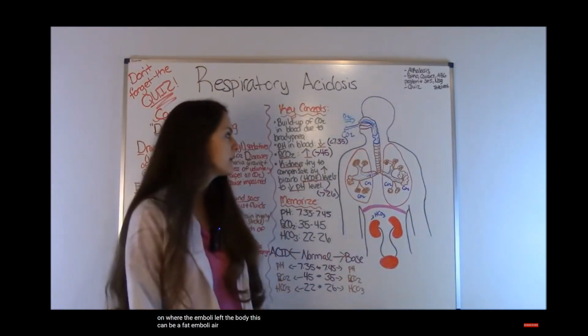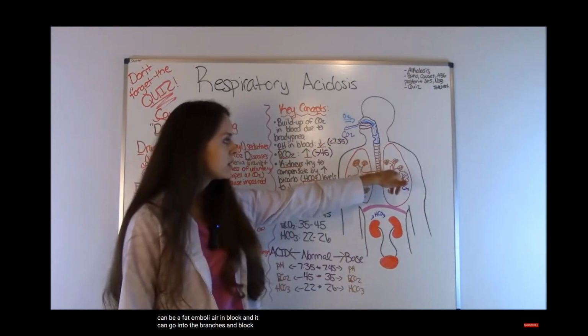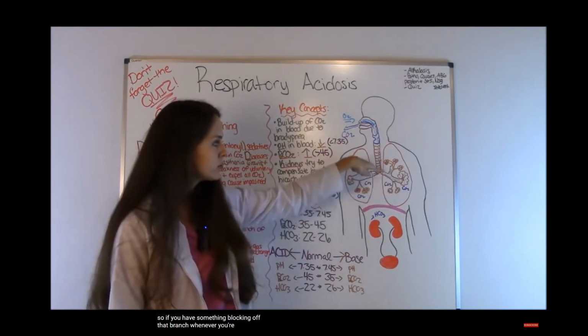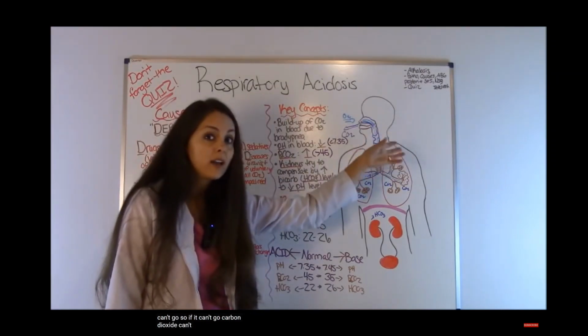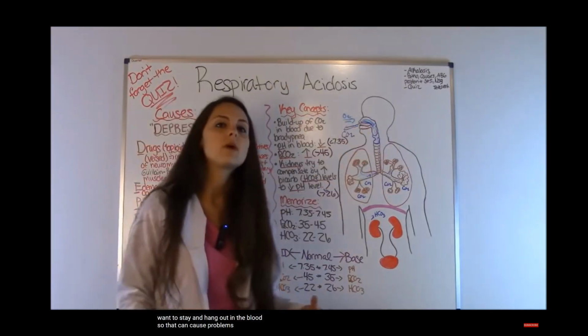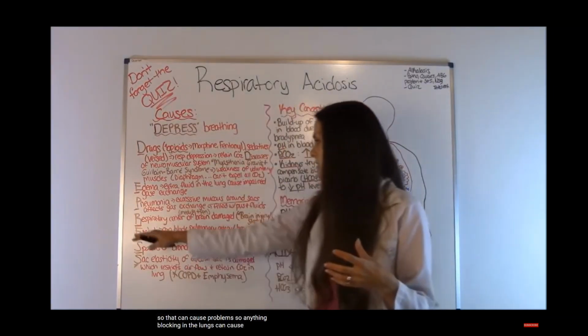This can be a fat emboli, air emboli. It can go into the branches and block all. So if you have something blocking off that branch, whenever you're trying to get that oxygen into that alveolar sac, it can't go. So if it can't go, carbon dioxide can't go, and carbon dioxide is just going to stay and hang out in the blood. So that can cause problems. So anything blocking in the lungs can cause those issues.